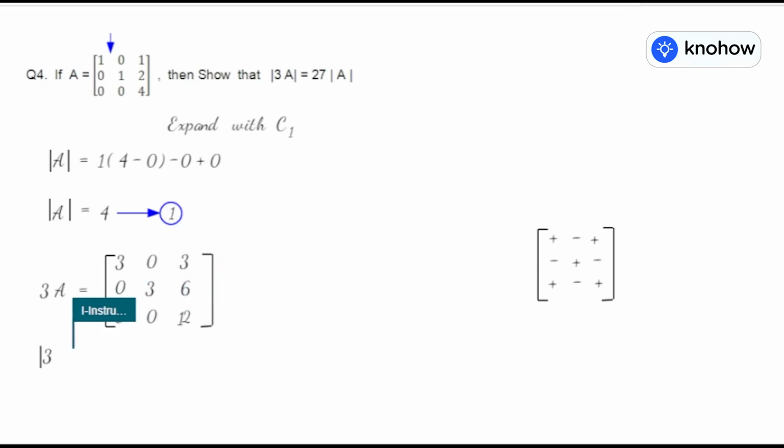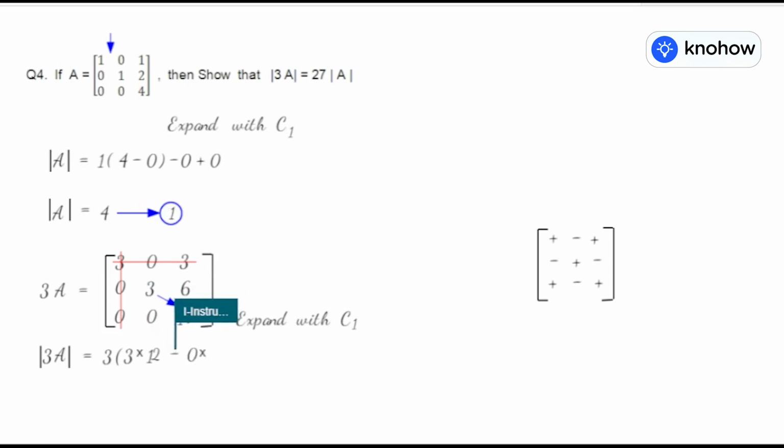Determinant 3A. Again, it will be convenient to expand it along C1 because it involves two zeros. So it is 3 times, delete the row and column through 3, there is the A11 element, so you are left with 3 times the elements on the main diagonal, 3 times 12 minus 0 into 6, so you get 3 into 36 minus 0, so only 36, equal to 108. And this 3 into 108 may be written as 27 times 4.